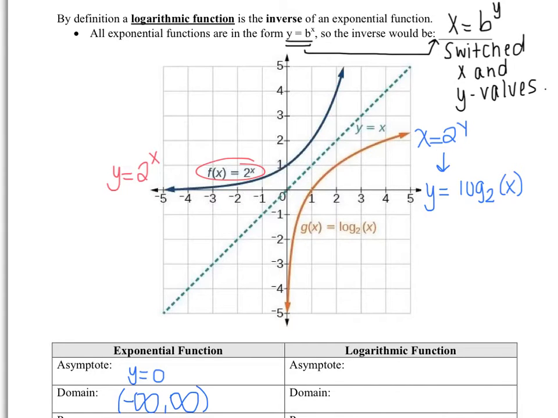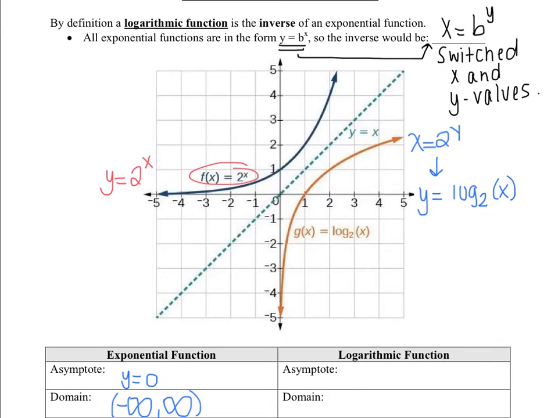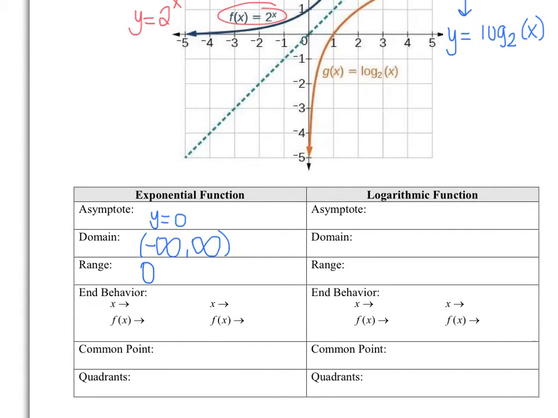Okay, what's the next part of the information that we need? We need the range. So range is how tall this thing is. It starts at 0 and goes all the way up. So the graph from here up is where we have that. So it's not going to hit 0 because it's an asymptote there. So we will just write 0 to infinity.